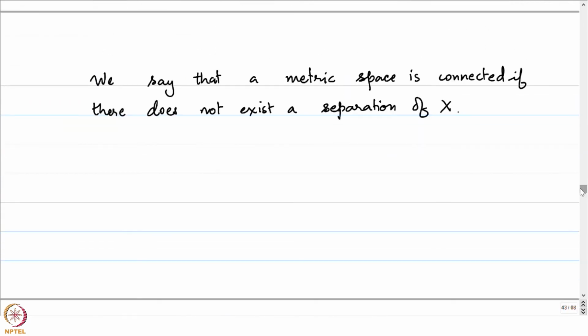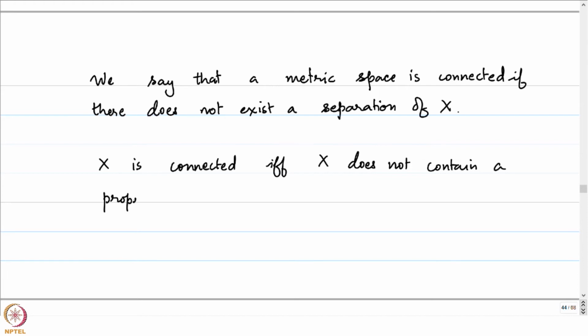There is an alternate way of saying this. Let me reformulate it. X is connected if and only if X does not contain a proper subset, meaning that it is non-empty and its complement is also non-empty, a proper subset of X which is both open and closed simultaneously in X.